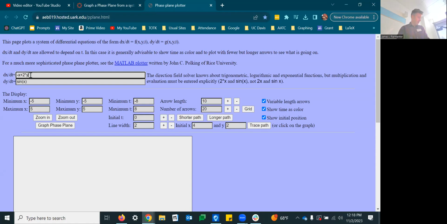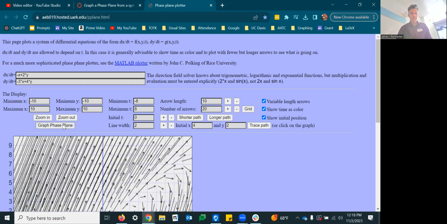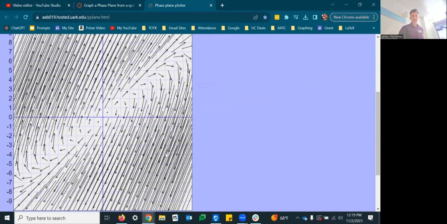That was what dx/dt was equal to, and dy/dt was equal to negative 3x plus 4y. You can change your display to have a wider or a narrower field of vision. Let's go negative 10 to 10, just to give us a little more space to work with. And then we can graph it. And that's what it looks like.